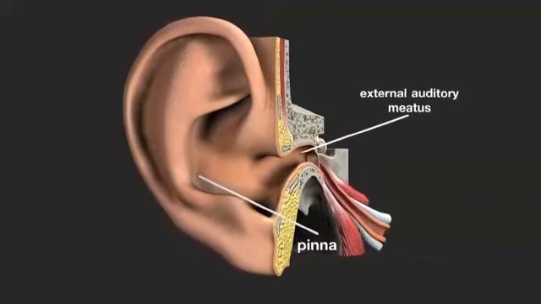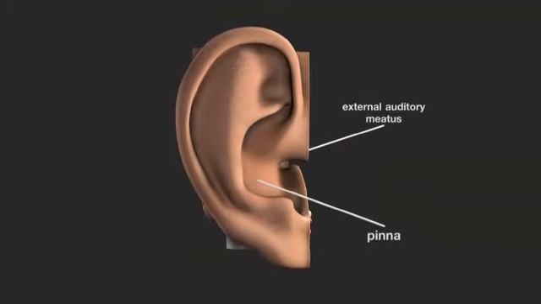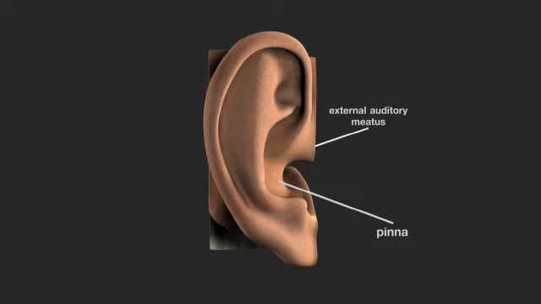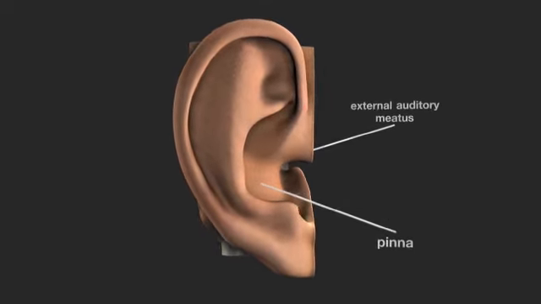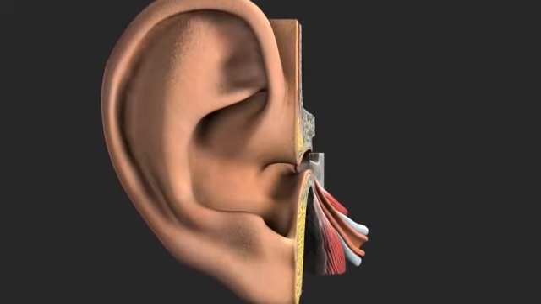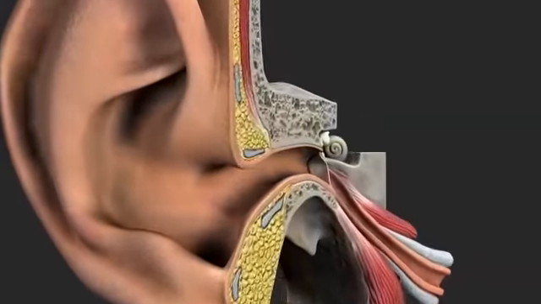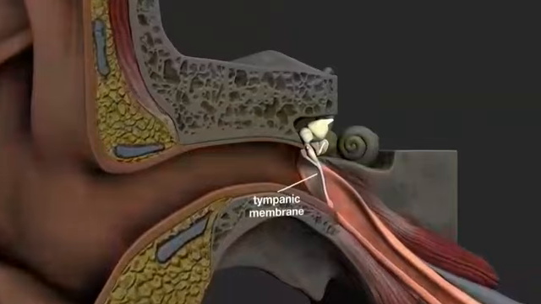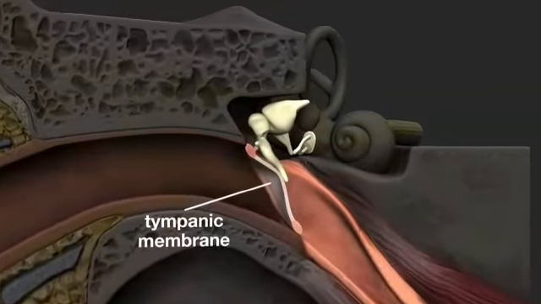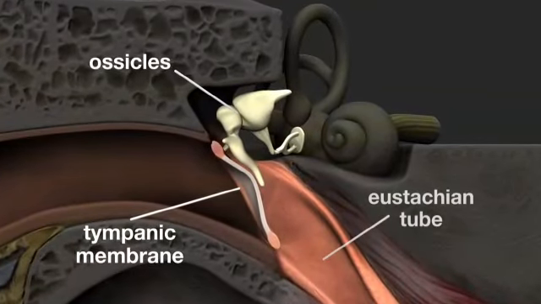helps to detect where sounds are coming from in the vertical plane, that is, from above or below the ear. The middle ear is an air-filled cavity located in the temporal area of the skull. It consists of the eardrum, the tympanic membrane, the ossicles, and the eustachian tube.